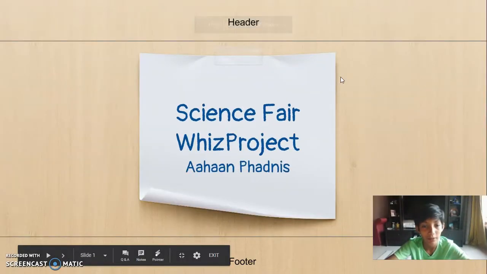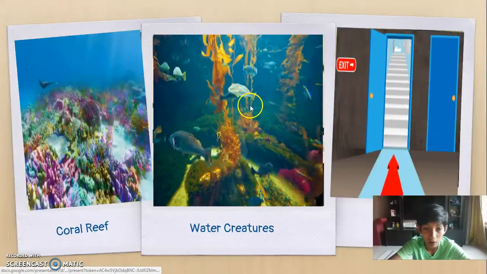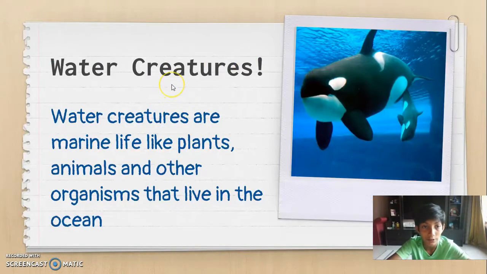Science Fair Web Project by Aahaan. So there are three options. There's coral reef, water creatures and exit. So first let's start with water creatures. Water creatures are marine life like plants, animals and other organisms that live in the ocean.